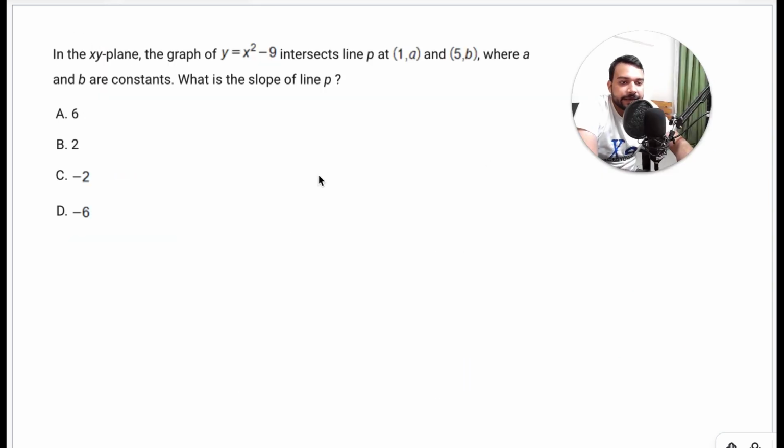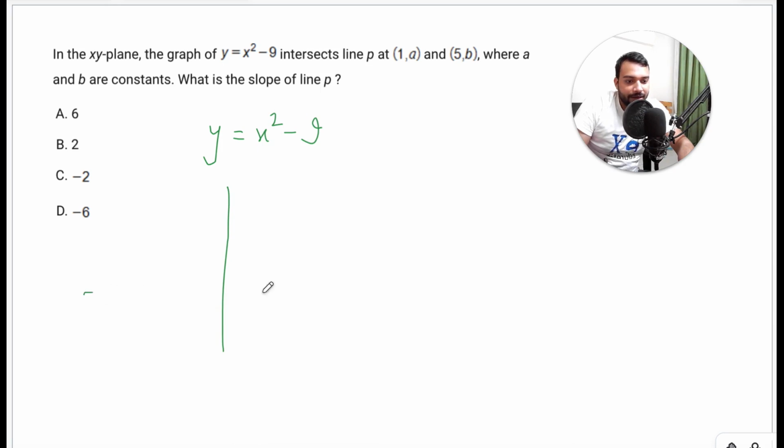First question. In the xy plane, the graph of y is equal to x squared minus 9 intersects the line P at (1, a) and (5, b), where a and b are constants. What is the slope of line P? Okay, so let's check. y is equal to x squared minus 9. This is the graph given to us. This would look like (x minus 3)(x plus 3).